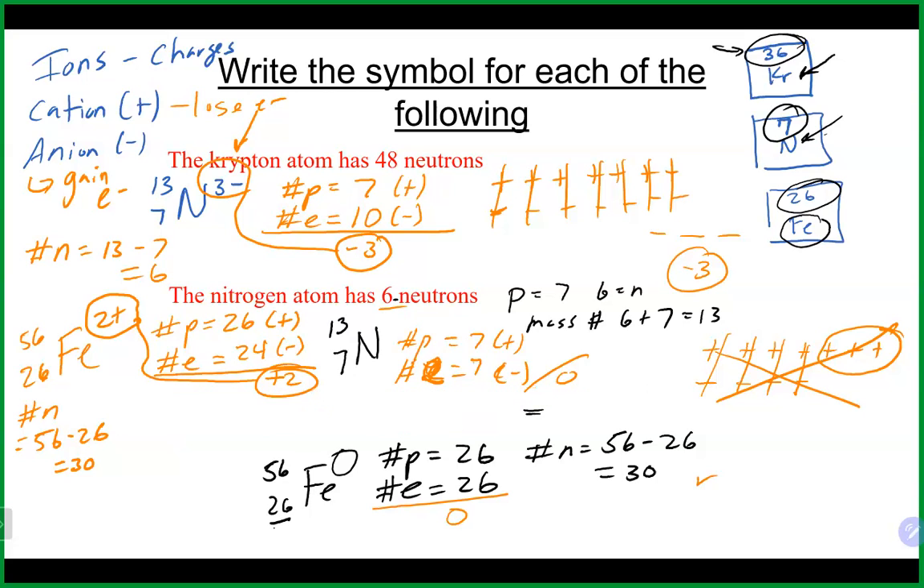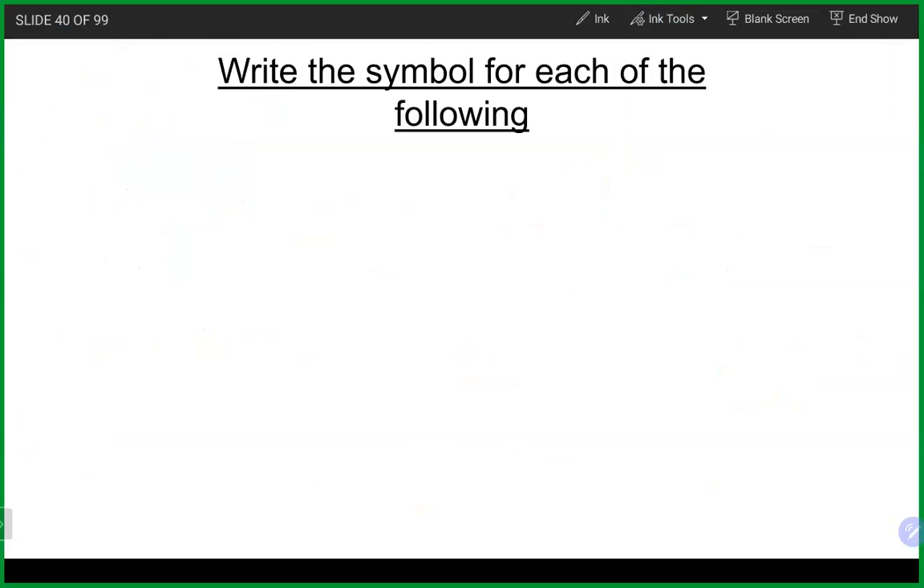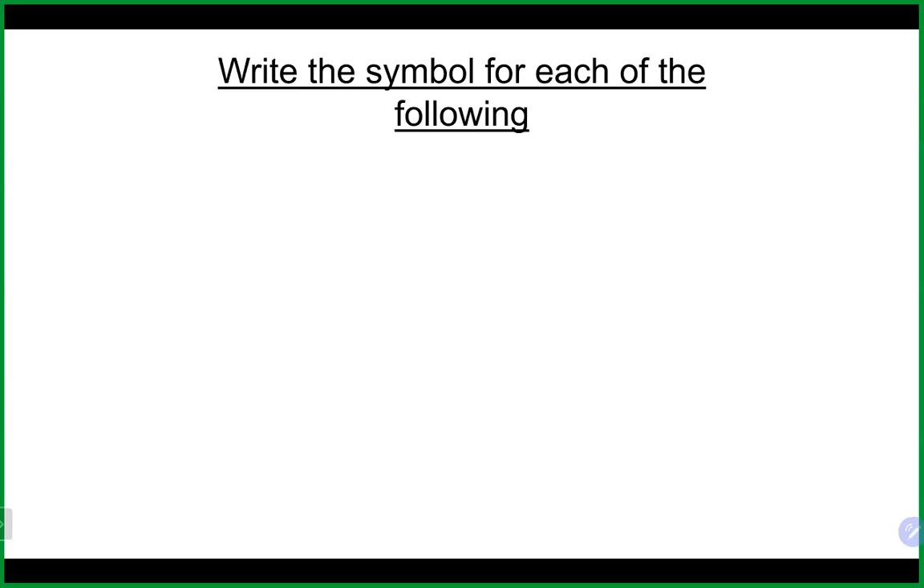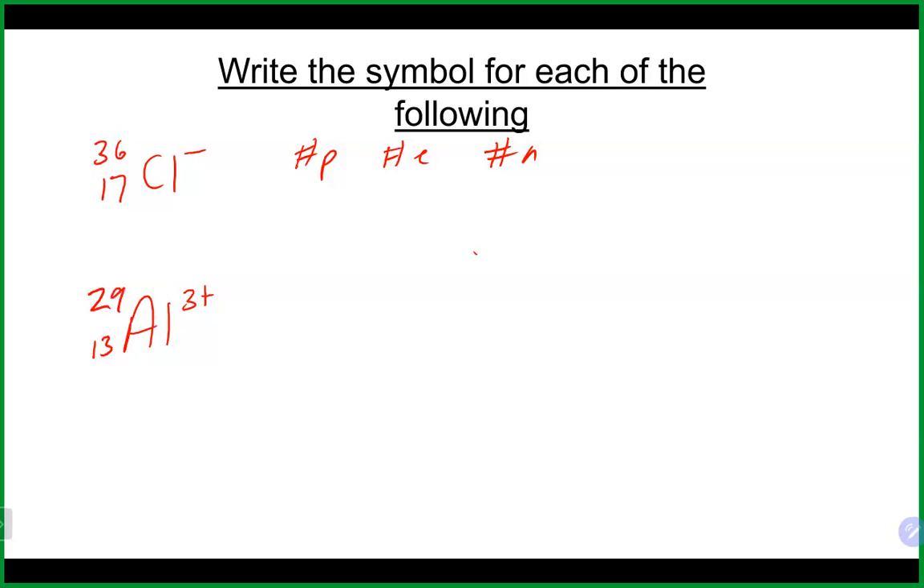All right, why don't you try a couple here? Let's do 35/17 Cl minus: number of protons, number of electrons, number of neutrons in this one. And let us do aluminum +3, the 29/13. Also number of protons, electrons, neutrons in each of those.